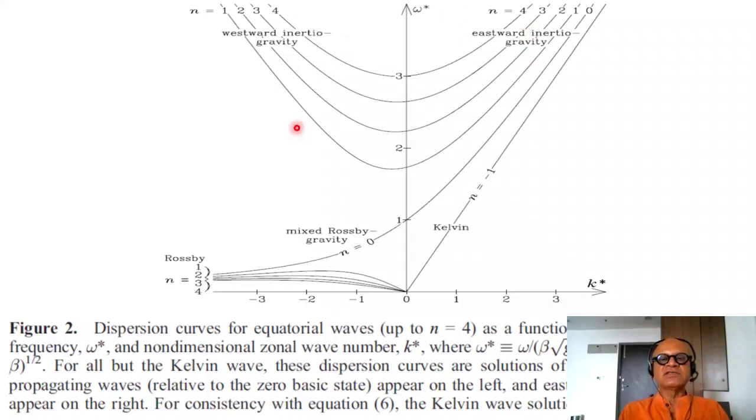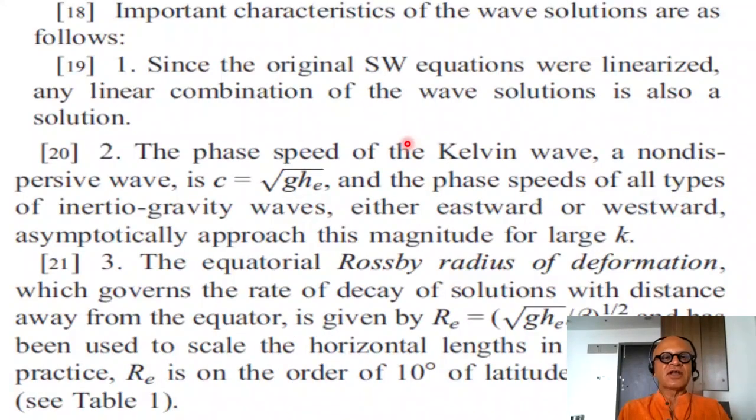Okay, so this is the set of equatorial waves, and we obviously can look at their characteristics. The numbers here 18, 19, 20 are just in the paper, and I didn't take the time to edit them out. So here we are. Important characteristics of the wave solutions are as follows. Since the original shallow water equations were linearized, any linear combination of the wave solutions is also a solution. Right? The phase speed of the Kelvin wave, a non-dispersive wave, is c equals square root g he, where he is the equivalent height.